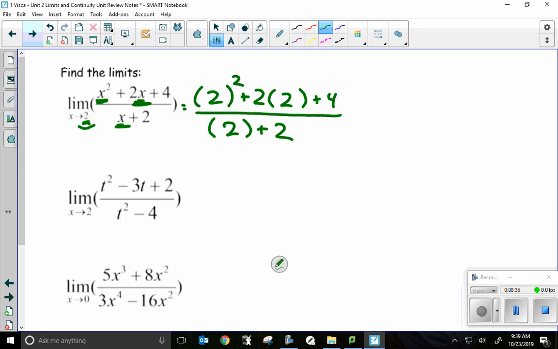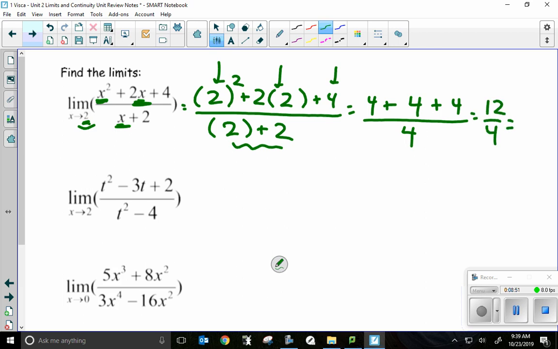So let's simplify this. This is 4, plus this is 4. You can't forget that, plus 4, all over... Wow, we had a lot of 2's, now we have a lot of 4's. 4 plus 4 plus 4 is 12, over 4. If I divide that, my limit is 3. The limit as x approaches 2 of my function is 3.